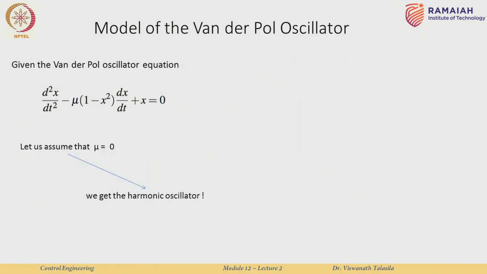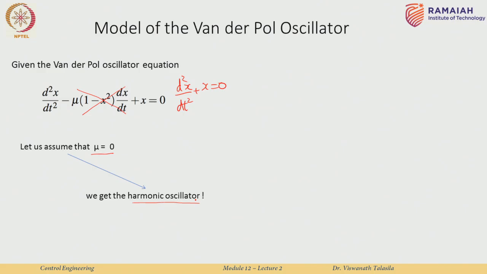Before we do that, let us simplify the problem one step before, and what we will do is assume that this parameter mu is equal to 0. When we assume that mu equal to 0, this entire nonlinear damping term goes away, and you basically get this expression d square x by dt square plus x is equal to 0. And we will now show very quickly that this is basically the dynamics of a harmonic oscillator.